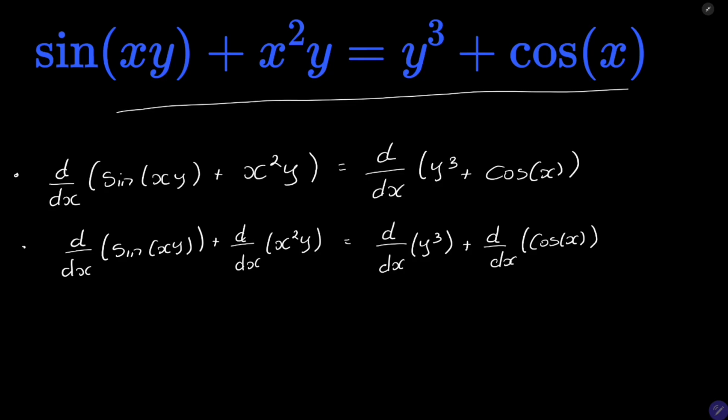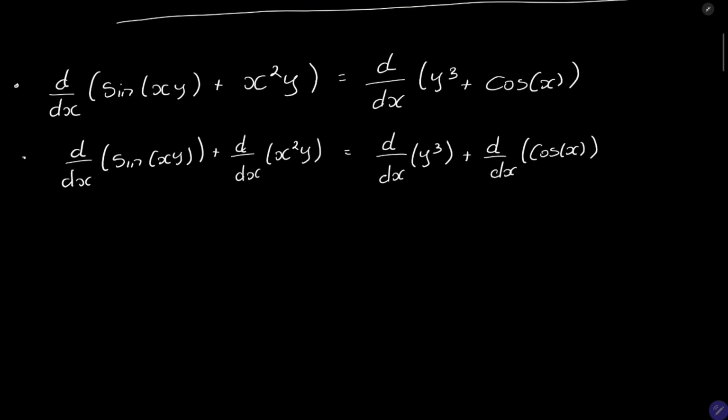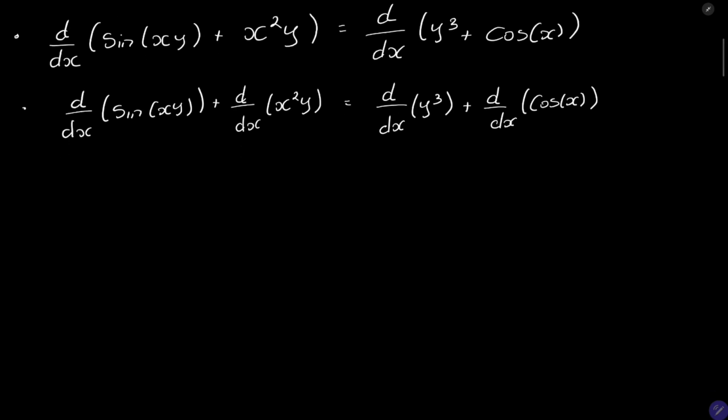In this question, we observe that there are 4 different terms to differentiate. Our first term being sin(xy), second term x²y, third term y³, and fourth term cos x. So we're going to take term by term and apply differentiation. Let's start with our first term, sin(xy).